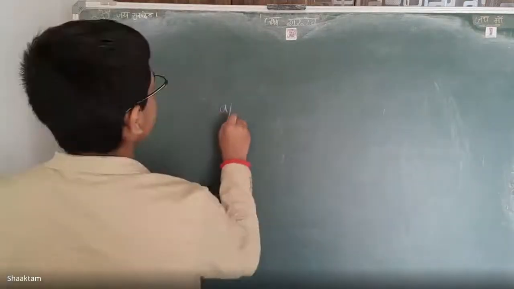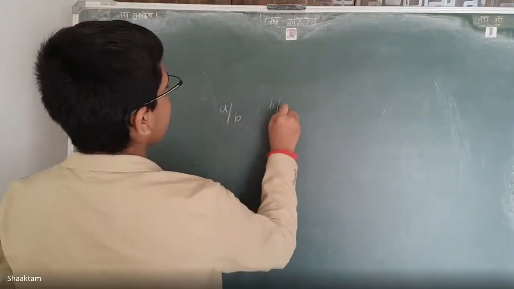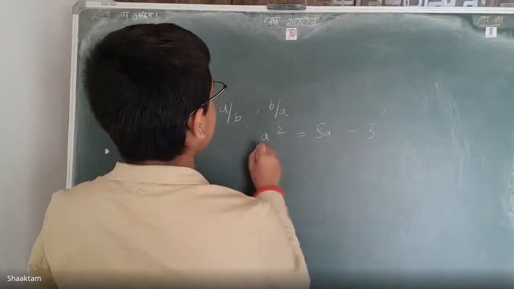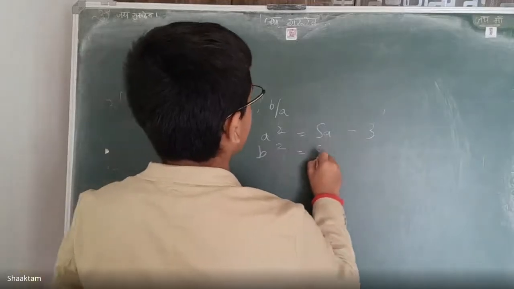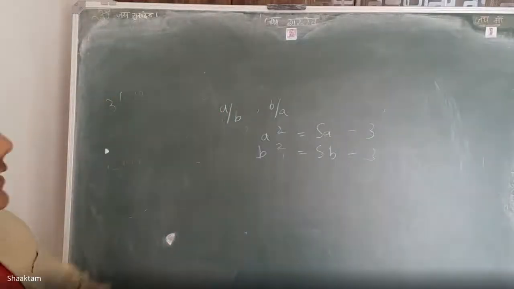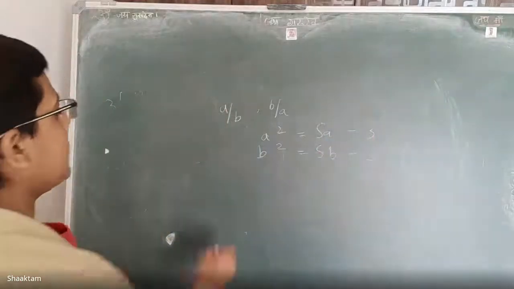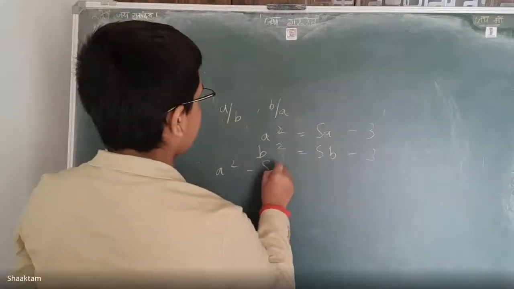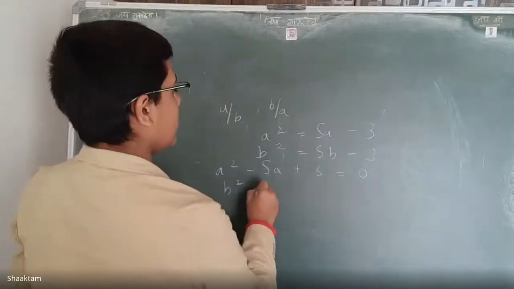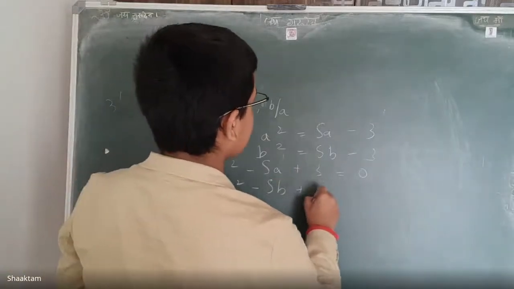So another question was, find the equation whose roots are a by b and b by a, if a square is 5a minus 3 and b square is 5b minus 3. This was also to some extent simple. What you can do is easily bring this term to the other side. You'll get a square minus 5a plus 3 is equal to 0 and b square minus 5b plus 3 is equal to 0.